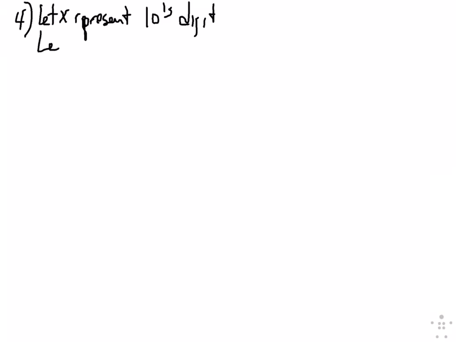Okay, number 4. Two-digit number. So again, let x represent the tens digit, and let y represent the ones digit. And remember, some people use t and u. It's up to you. Okay.